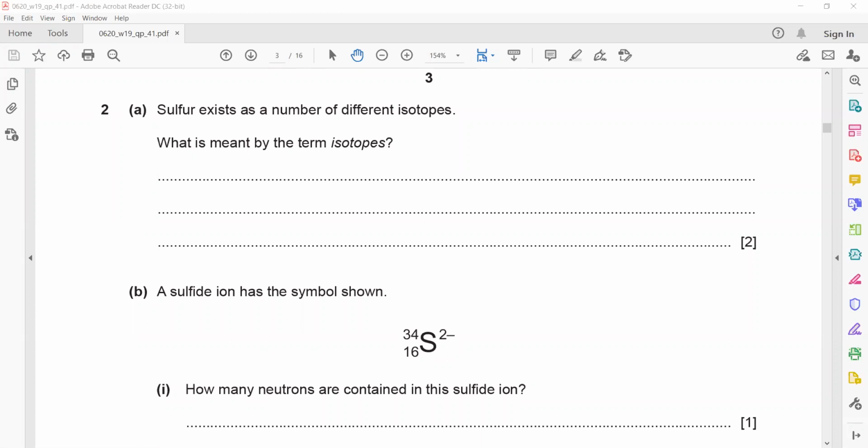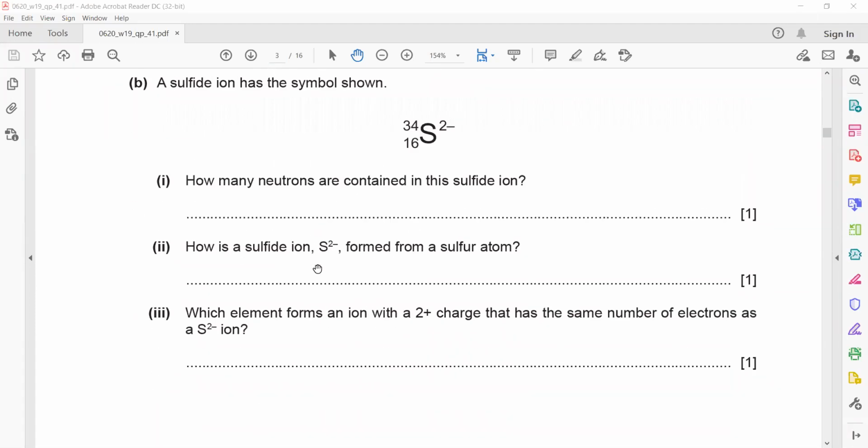Sulfide ion has a symbol as shown. How many neutrons are there? So there will be 18 neutrons, because when you subtract to find the number of neutrons, 34 minus 16, so that will be equal to 18.